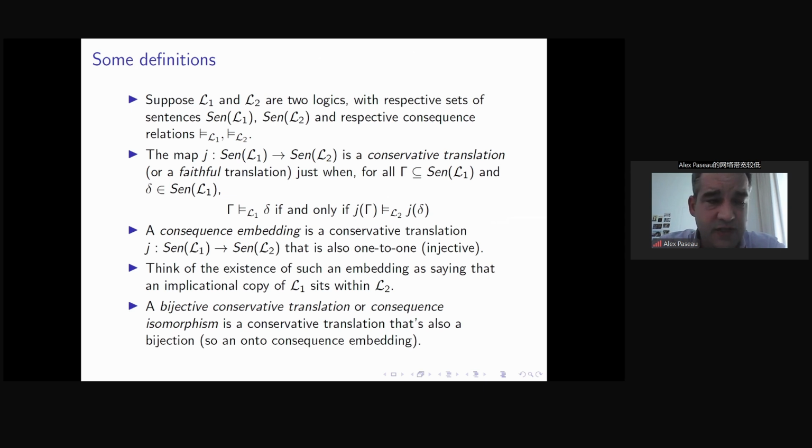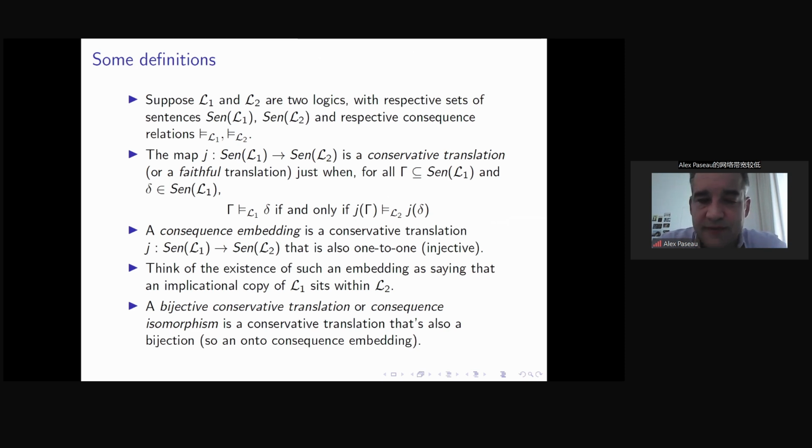This notion of conservative translation is more usually applied in a deductive context. Here I'm just taking it to be semantic. Nothing really hinges on that, although the proofs we will give will be semantic. I will mention the deductive version, but that's the more usual context, which I'm here adapting to a semantic one.